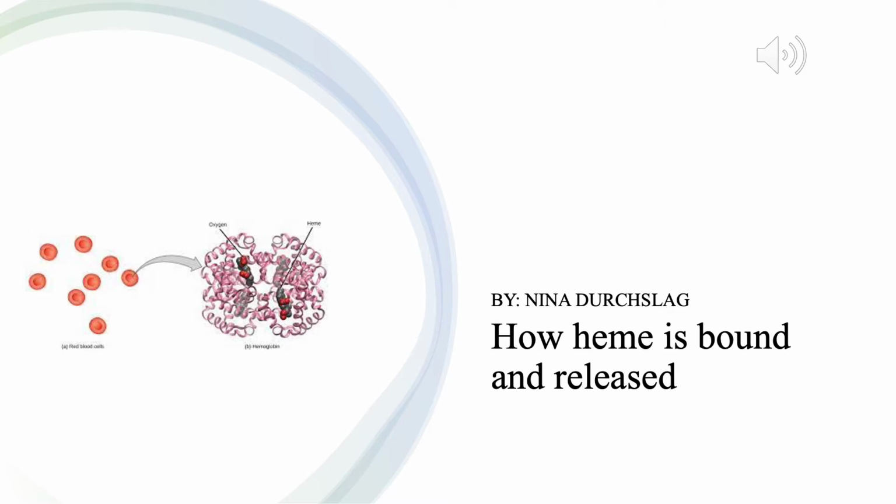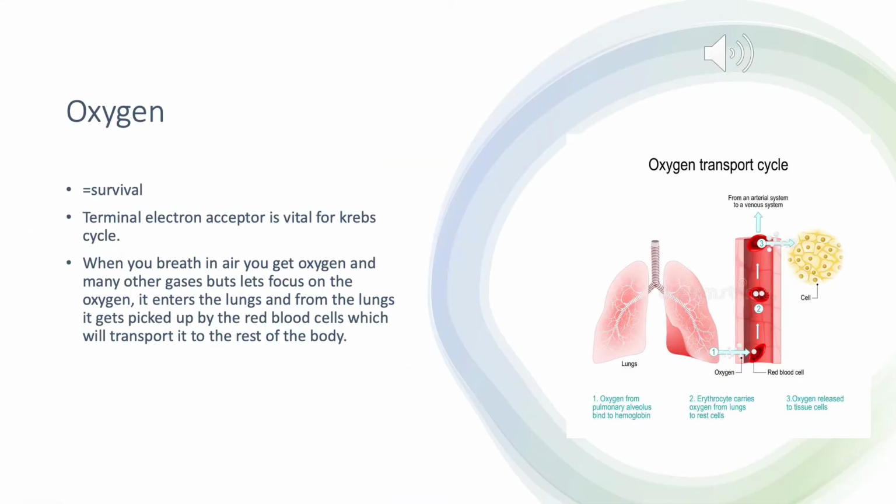Today we will be going over how heme is bound and released. An essential component here is oxygen, hence it being vital to our survival, along with it being the terminal electron acceptor, which is vital for the Krebs cycle.